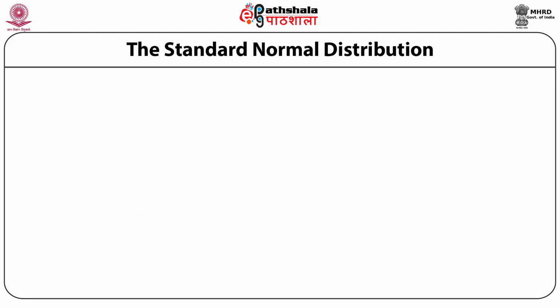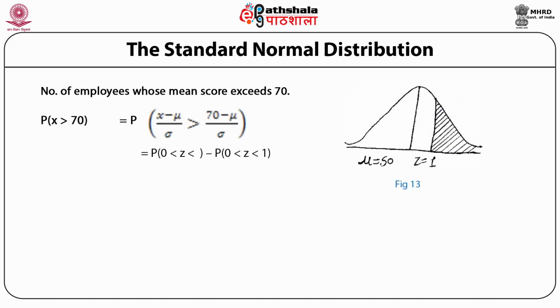Next, part B, the number of employees whose score exceeds 70. So x is greater than 70, and like this first we convert it into standard normal form. So 70 minus mu upon sigma, and we have the probability z greater than 1. So on the right hand side of the curve we again do it like this: 0.3413 will be subtracted from 0.5 and this will be the required result.